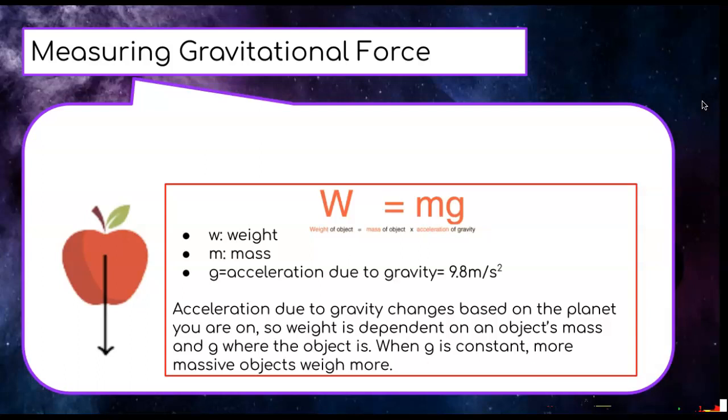The second thing that weight is dependent on, or the force of gravity on an object, is of course the object's mass. This is pretty obvious, but you weigh more than an apple because you have a greater mass than the apple. Therefore, gravity is pulling on you harder than it is on the apple. That means that if you jump on a scale, you will definitely weigh more than the apple.